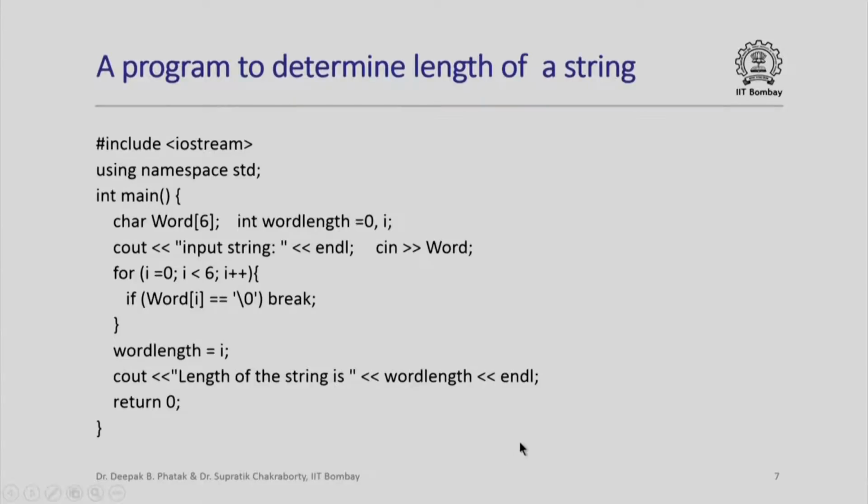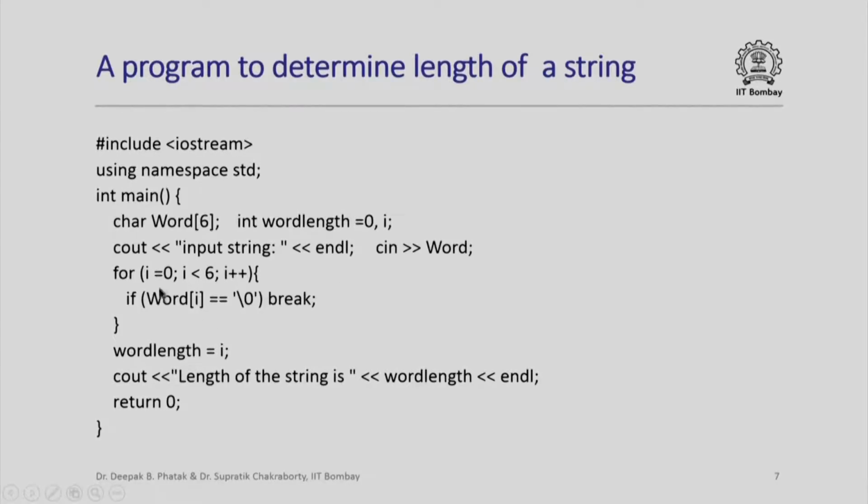Here is a program to determine the length of a given string. Notice that a string is defined as array word of length 6. Note that this array can contain a word of only up to 5 characters, because the 6th character position must be used to insert a \0. Of course, the \0 can occur earlier if the length of the string is less than 5 characters. So here we read the input string by simply saying cin word.